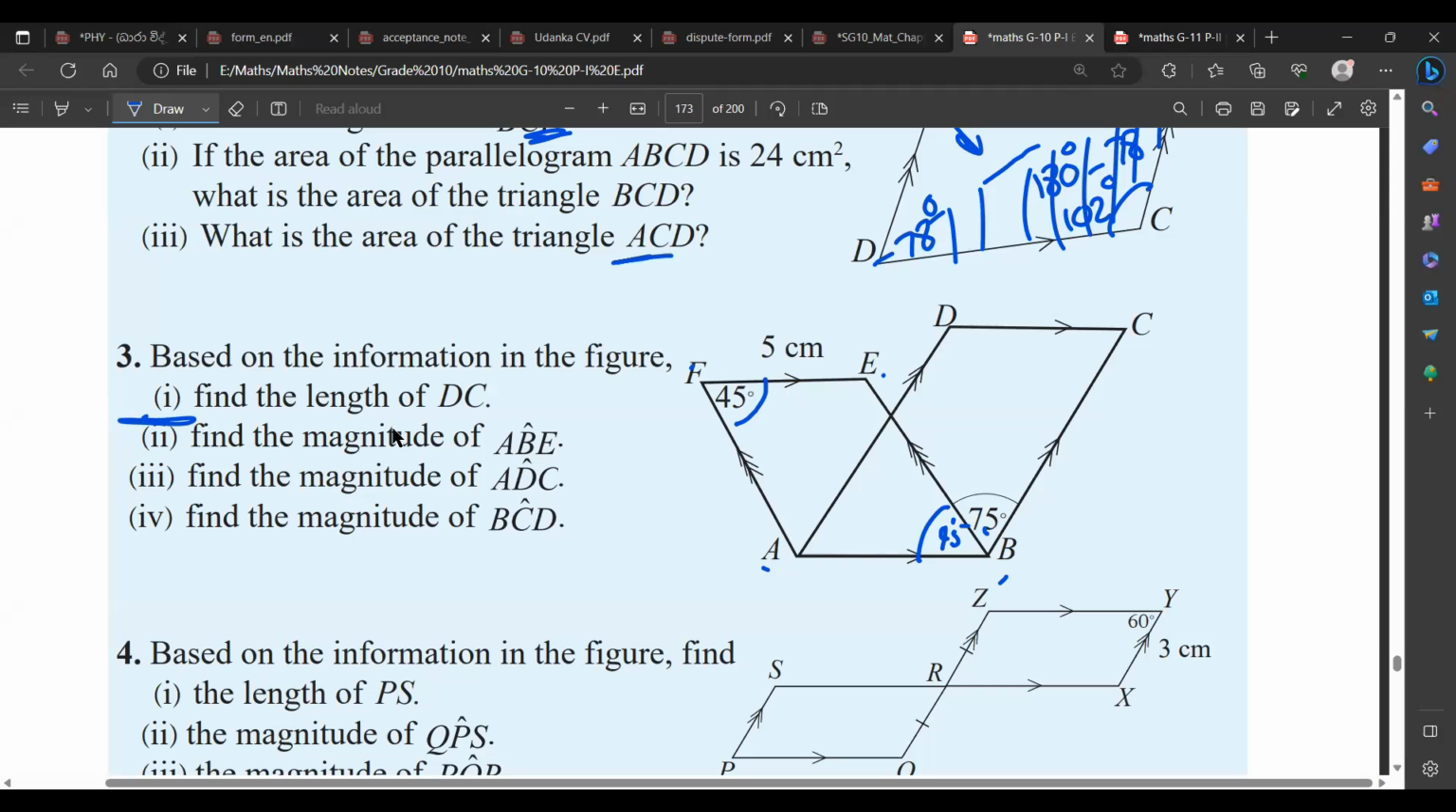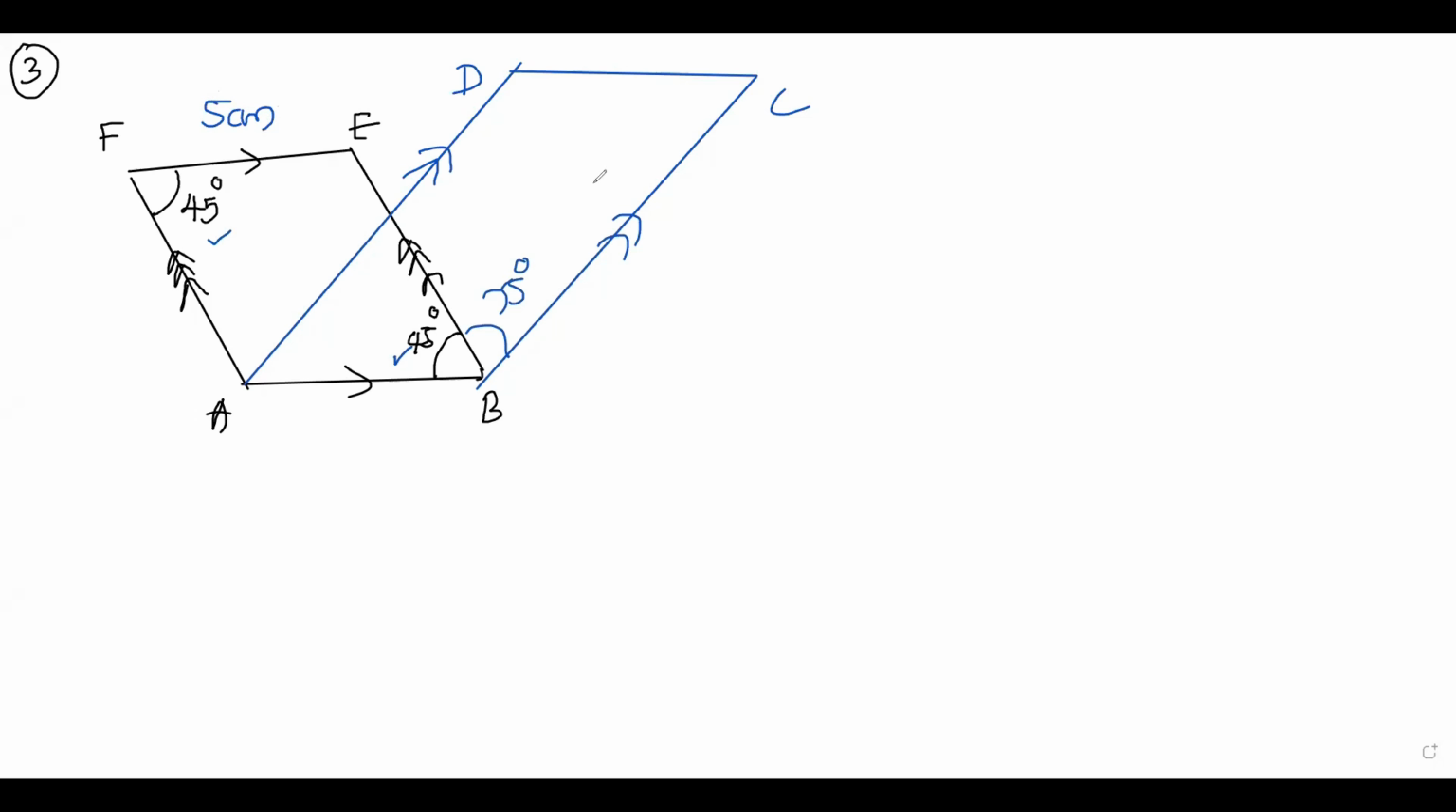First of all, find the length of DC. You know, it is starting from here. It is mentioned this one as 5 centimeters. According to that, in a parallelogram opposite sides should be equal. If this one is 5 centimeters, this one also should be 5 centimeters. Tell me, there is another 5 centimeters, this one, because this ABCD is a parallelogram, no? So DC should be equal to 5 centimeters.